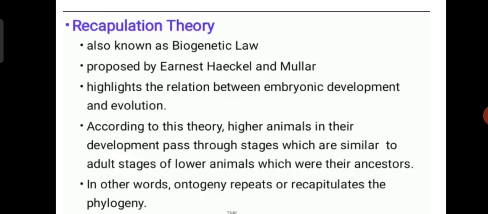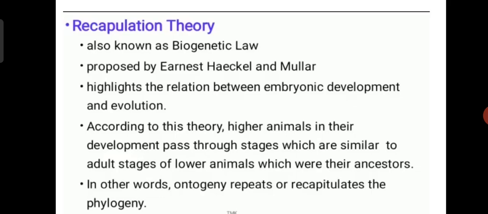This theory states that higher animals in their development pass through stages which are similar to the stages of lower animals, which were their ancestors. Here again, ontogeny recapitulates phylogeny. In other words, whatever ancestral characters there are reappear in the developmental stages of an individual. Thus the biogenetic law or recapitulation theory states that the embryonic stages of the higher animals resemble the adult stages of their ancestors.